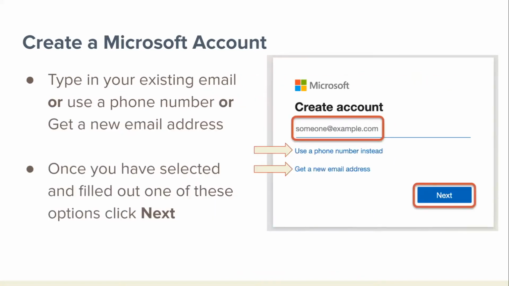The next step is to type in your existing email address, or use a phone number, or you can get a new email address. All of these options are lined up in the screenshot on the screen, and you can see where you can type in with the red box, or you can use your phone number if you click on the button below, or you can get a new email address below that. And once you have selected and filled out one of those options, you can simply click on the Next button.